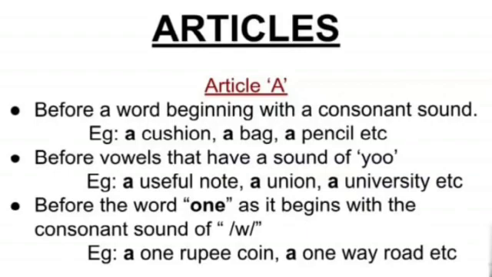Next one, before the word one, as it begins with the consonant sound of V. Look at the example, a 1 rupee coin, a one-way road. So it sounds as V. The word begins with 1, but it is pronounced as V. So before the word 1, we use article A.